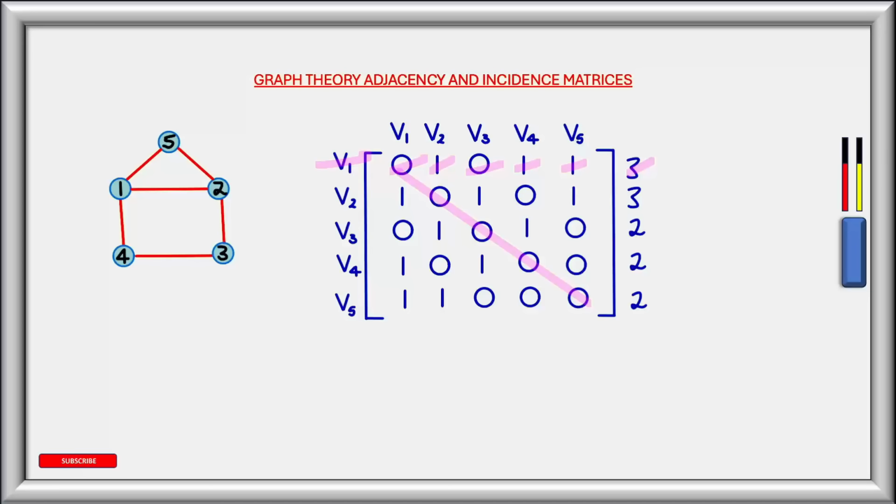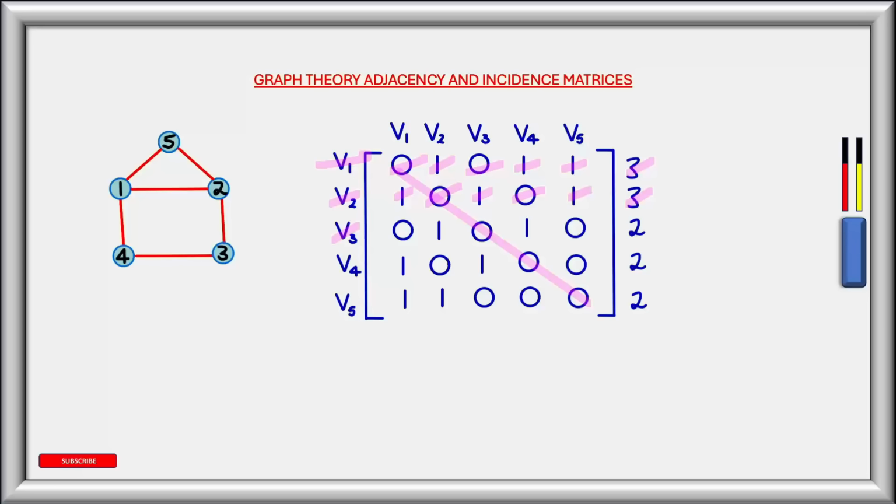And then moving on to row 2, where we're dealing with vertex 2, we see that vertex 2 is connected to vertex 1. So we can place a 1 in row 2, column 1. It has no loops. So there's a 0 in row 2, column 2. And vertex 2 is connected to vertex 3 with an edge. So we can place a 1 in row 2, column 3. And vertex 2 is not connected to vertex 4. So we place a 0 in row 2, column 4. And vertex 2 is connected to vertex 5 with an edge. So we can place a 1 in row 2, column 5. And if we sum this row, we get a value of 3. So that means the degree of vertex 2 is 3.